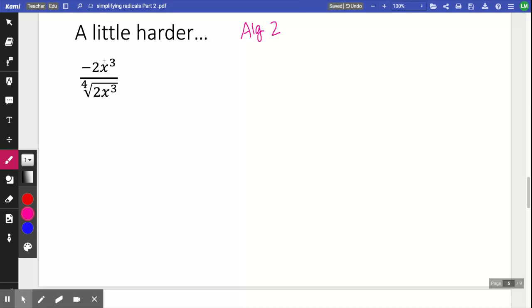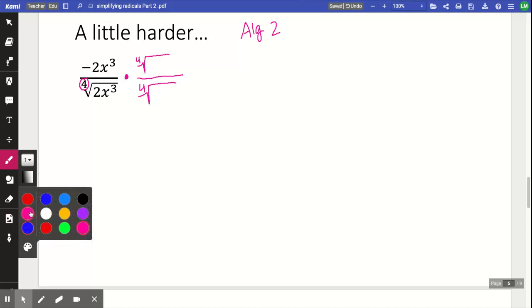And here we go. We have a fourth root on the bottom, can't have it, so let's get rid of it. We're going to rationalize it by multiplying by the fourth root over the fourth root. Whatever we do on the bottom, we're also going to have to do on the top. We need 4 of a kind of everything in this denominator. So we need 4 2's and 4 x's. Right now I just have 1 2, so I'm going to need 3 more. I'm going to write that as 2 to the third.